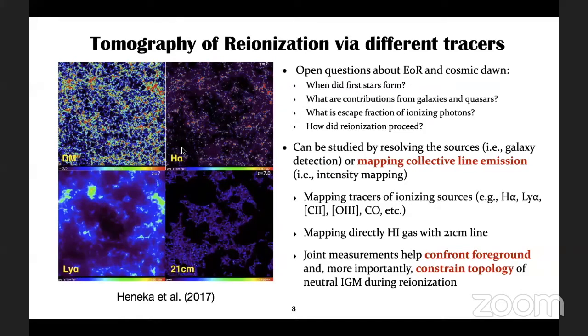The complementarity between these tracers of ionized and neutral gas means that their cross-correlation can be used to confront foreground contamination, and more importantly, to constrain the reionization topology by tracing the size evolution of ionized bubbles.